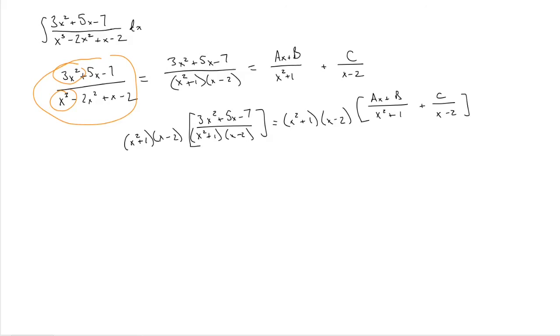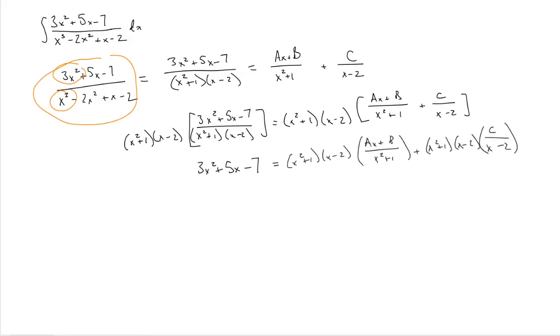You have to do the multiplication carefully. On the left, you just get 3x squared plus 5x minus 7 because the x squared plus 1 times x minus 2 in the denominator cancels with the x squared plus 1 times x minus 2. On the right, you have to distribute. In other words, you're multiplying x squared plus 1 times x minus 2 times both of these terms, (Ax plus B) over x squared plus 1 and C over x minus 2.